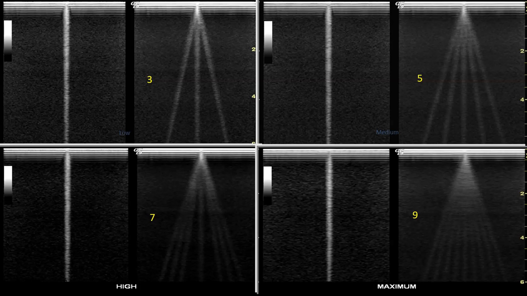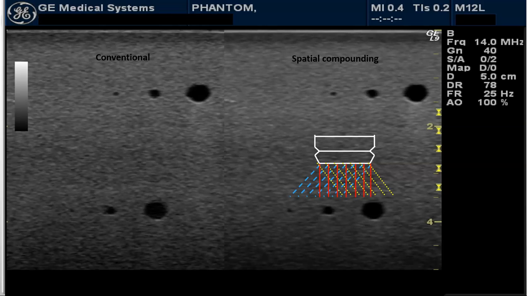This allows us to strike curved objects or unusually shaped objects at different angles and get better specular reflection from them at least part of the time. So with conventional signals, we don't get quite as sharp an image as we do with spatial compounding.